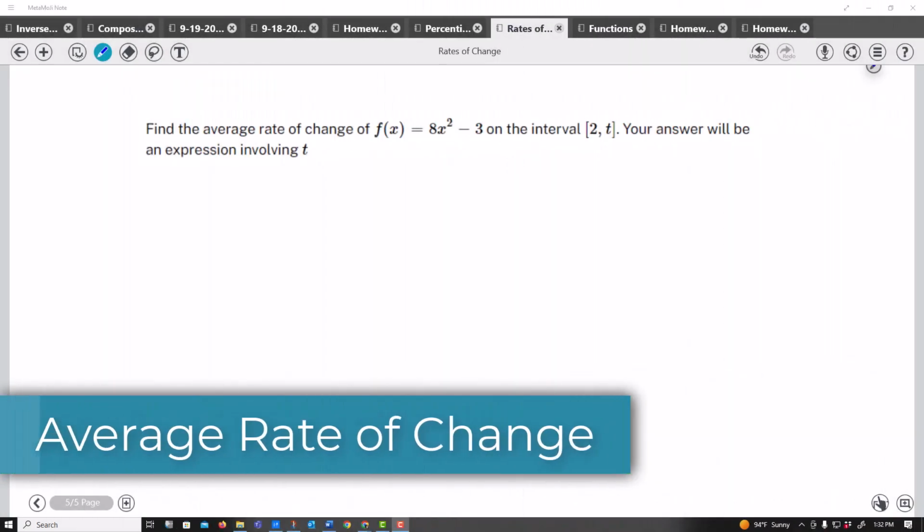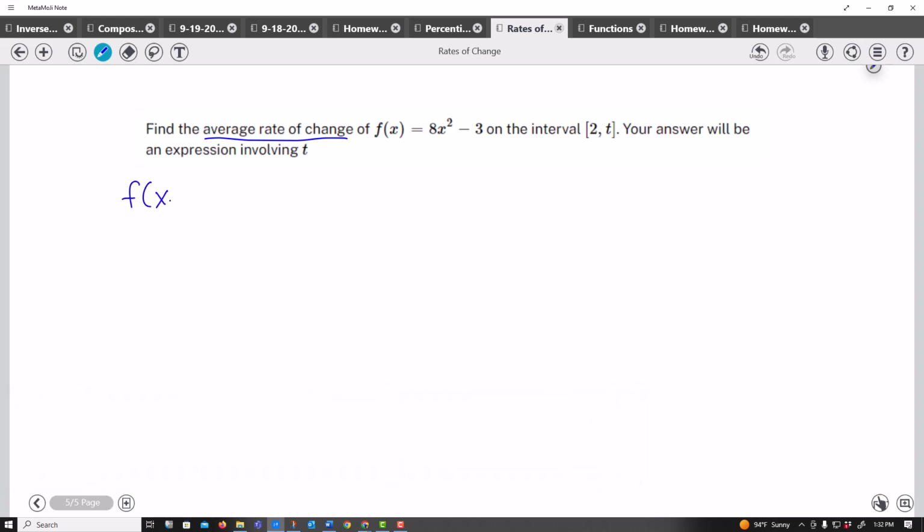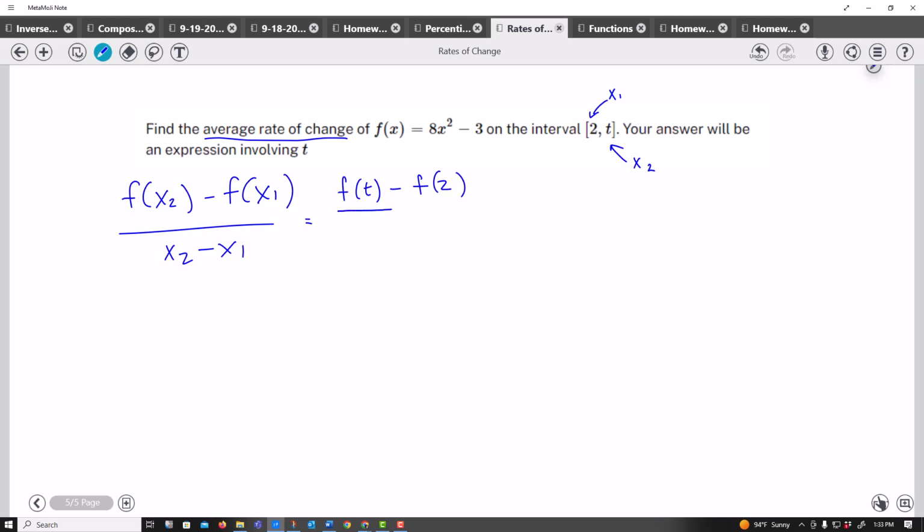Okay, this one's a little interesting. So it says find the average rate of change. So I already know I'm going to use that formula. This is the formula for the average rate of change, where in this case x1 is 2 and x2 is t. So in other words, I'm going to have f of t and then f of 2, and then on the bottom t minus 2.